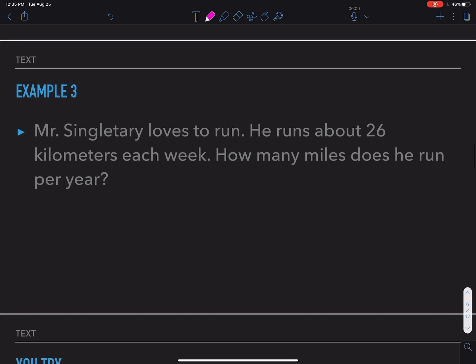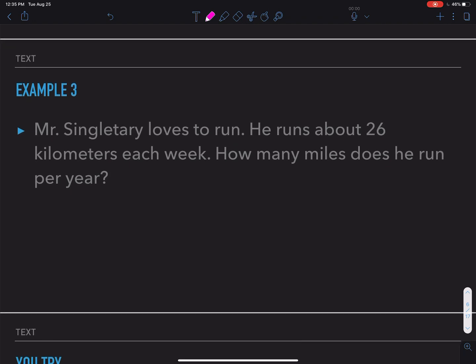Let's look at another example. Mr. Singletary loves to run. I do love to run. In fact, there is a tracking website where you log your runs. It's called runeveryday.com. I actually made it 900 days without missing a day of running. I ran at least 1 mile every single day for 900 days.